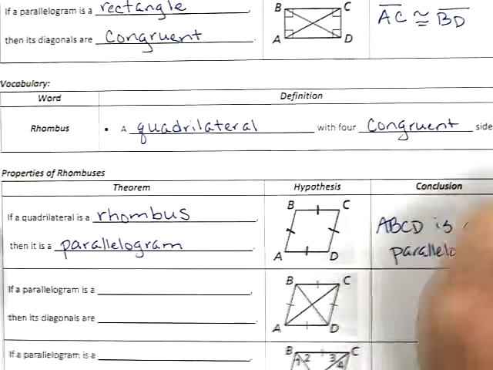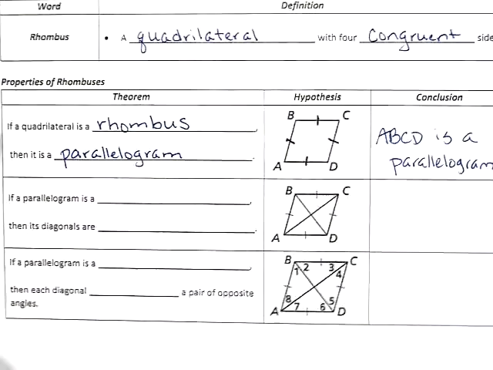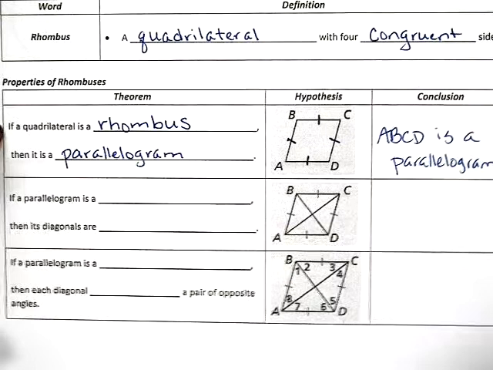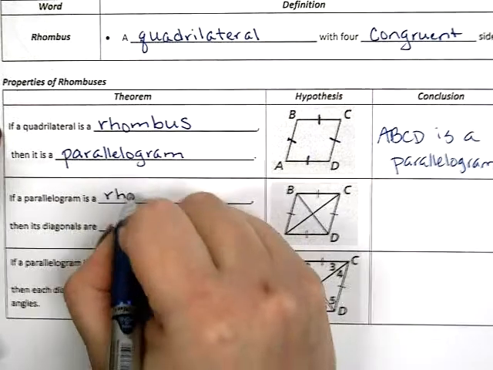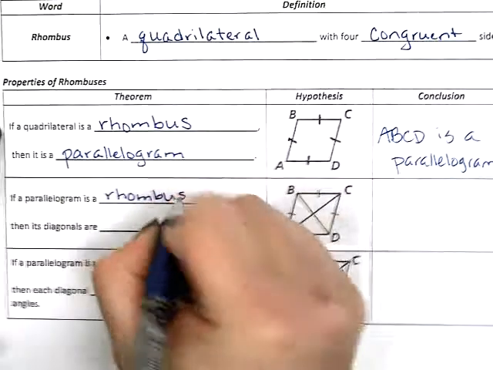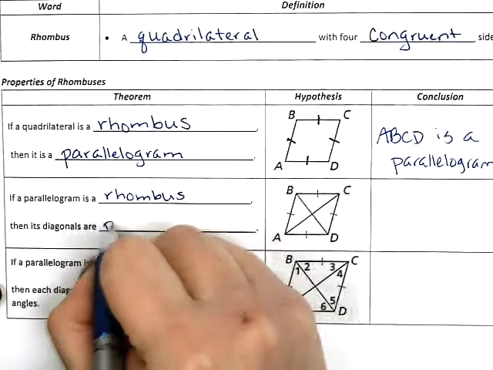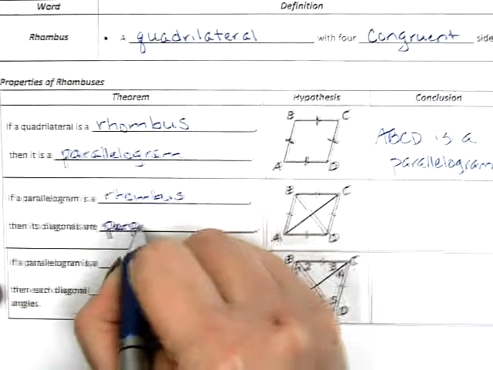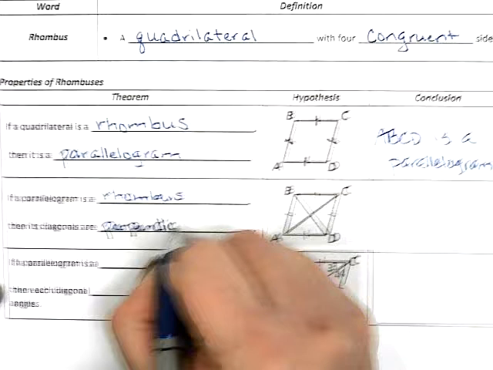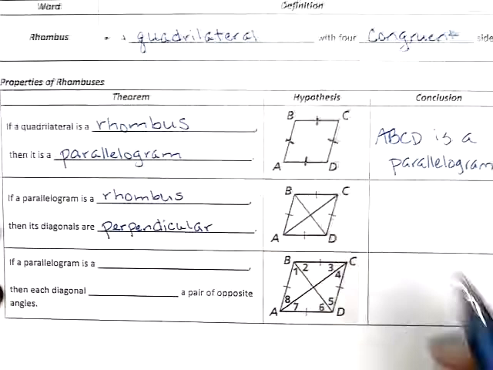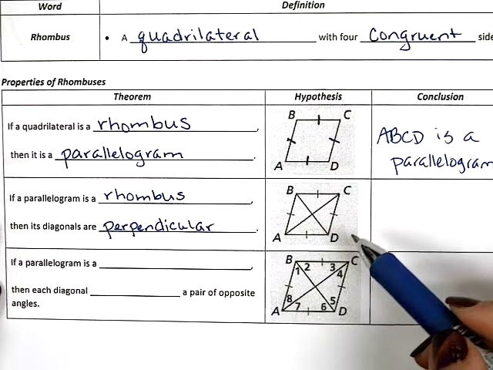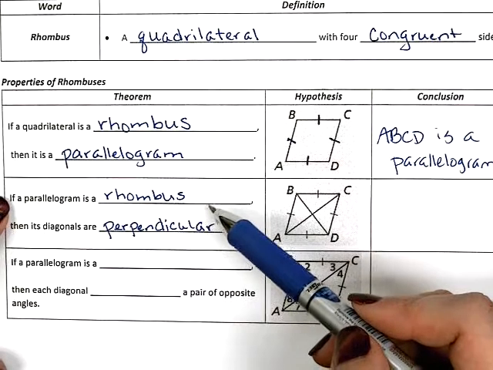Okay. Now we're going to look at some properties of rhombus then. So if a parallelogram is a rhombus, then its diagonals are perpendicular. Okay, so this is not true for every parallelogram, only when it's a rhombus.